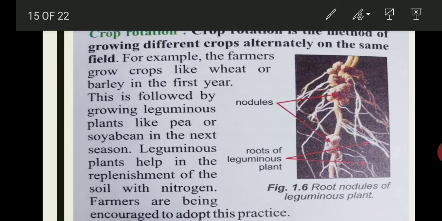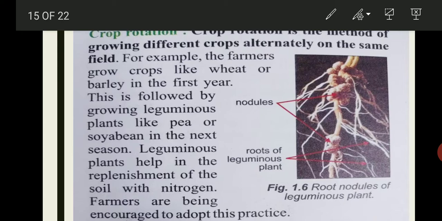It is a practice in which different types of crops, especially leguminous and non-leguminous crops, are grown alternately in the same field. This procedure is followed in order to improve the fertility of soil. For example, farmers grow crops like wheat or barley in the first year, and this is followed by growing leguminous plants like pea or soybean in the next season.